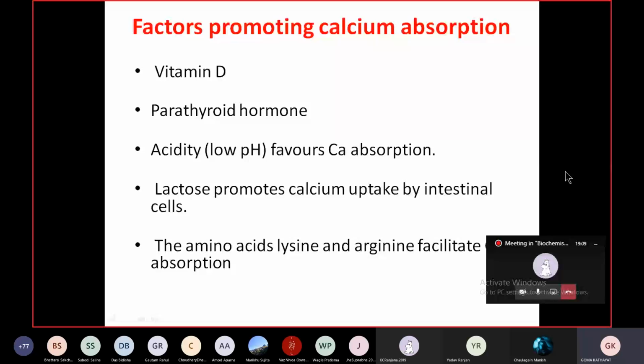So next is parathyroid hormone. Parathyroid hormone indirectly helps in calcium absorption, right? We have already discussed.